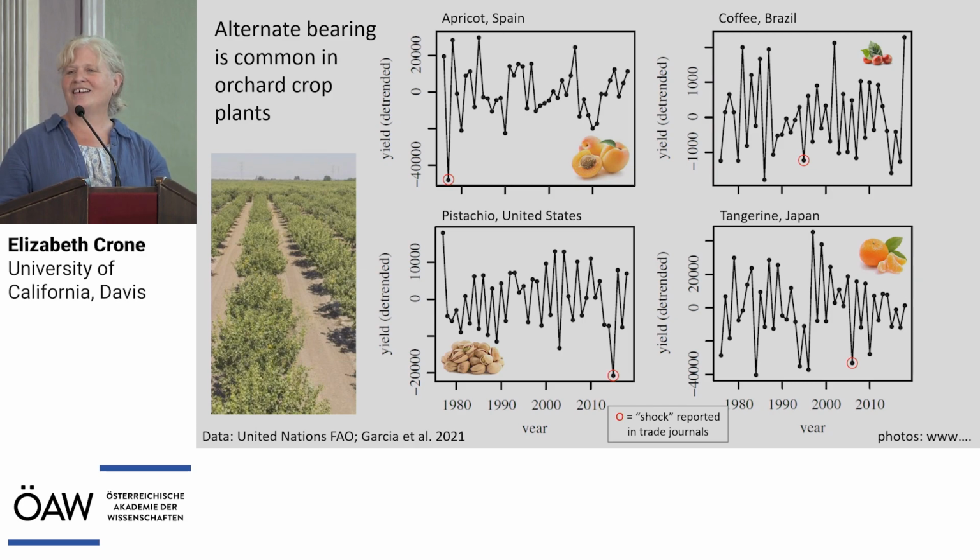I'll just add that these circles, which are a relic of the paper that this data come from, are reported shocks. A colleague of mine went through the agricultural literature for national level shocks being reported, and it's interesting that they're all low on this summary data, but it's also interesting that they're almost all in years where you would have expected a drop anyway, just due to the dynamics of alternate bearing. So why do plants do this?